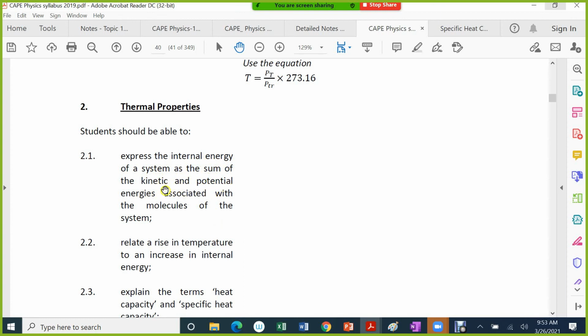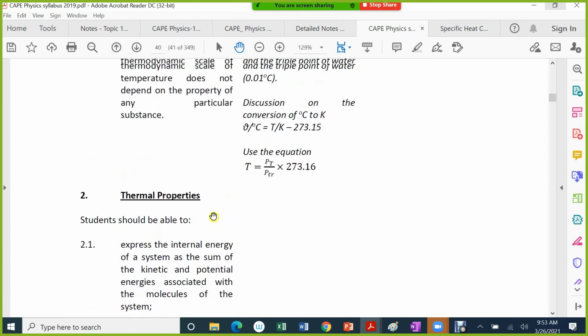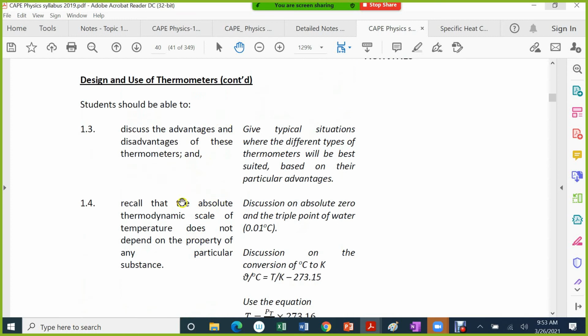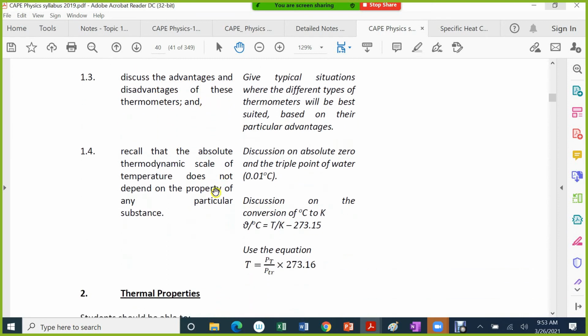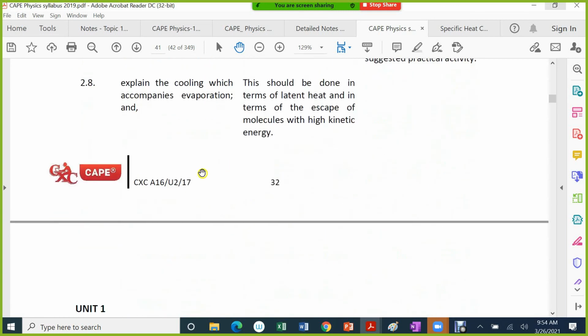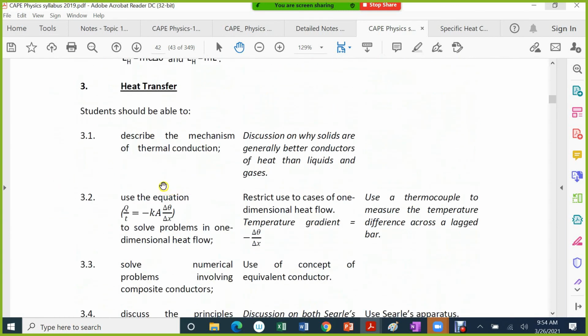We spoke about a change in temperature as a rise in internal energy. We expressed internal energy as being the sum of kinetic energy and potential energy. We talked about all of that, right? As we go back to this, this is just going back further up to what we did already. We discussed the advantages and the disadvantages of the thermometers. So don't neglect that information. As I said, when you're studying, the syllabus is a guide that you have to use to see if you're covering the actual points.